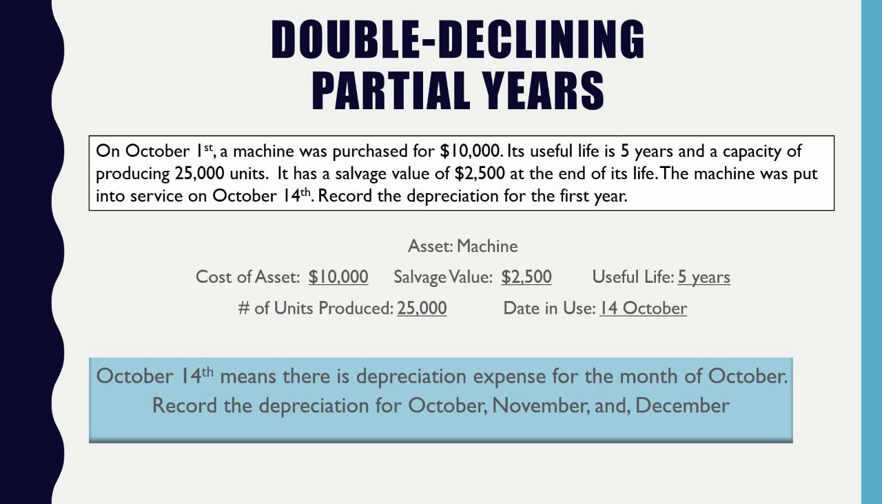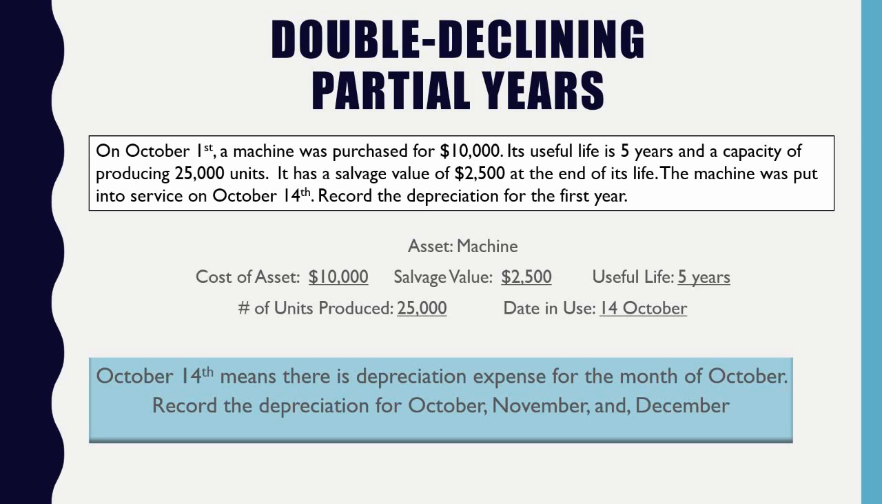Now, for instance, in this example, we bought a machine worth $10,000 with a salvage value of $2,500. It has an estimated useful life of 5 years. However, the date that we placed it into service was October 14. So how many months are we going to depreciate it for, assuming that you're going to depreciate at the end of the year, December 31st?